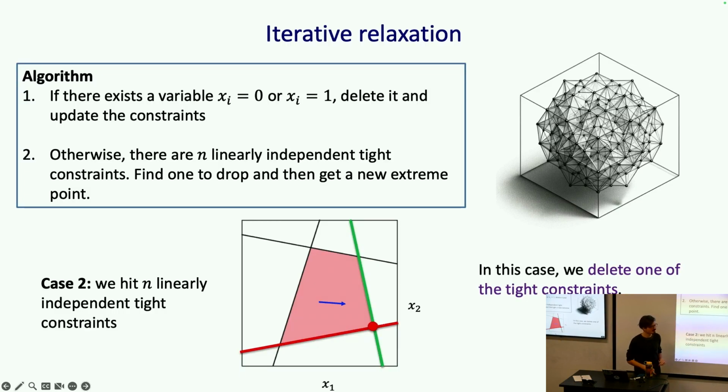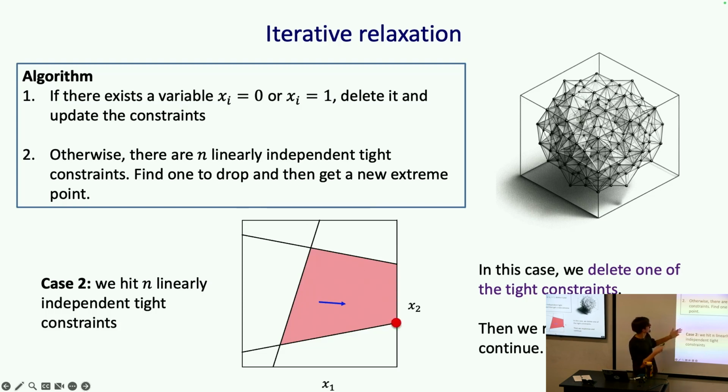I decide I don't need it anymore. Then I re-optimize. I get to case 1 again, I get to case 2, and so on and so forth. Eventually, I output some integer point. And the cost of that integer point must be at most the cost of the point that I started with, because all I've done is fix variables and drop some constraints and re-optimize. So I can never get a solution that costs more than what I started with.